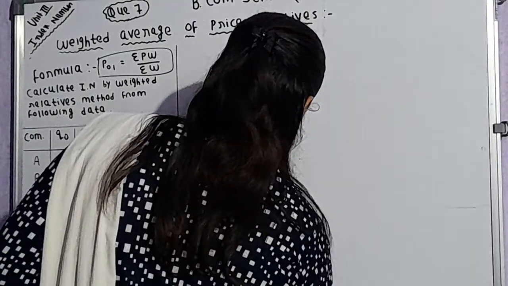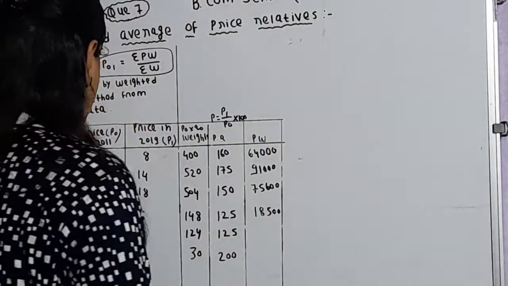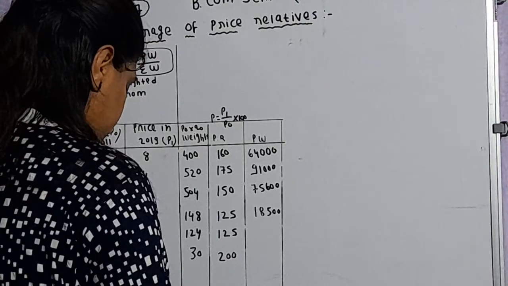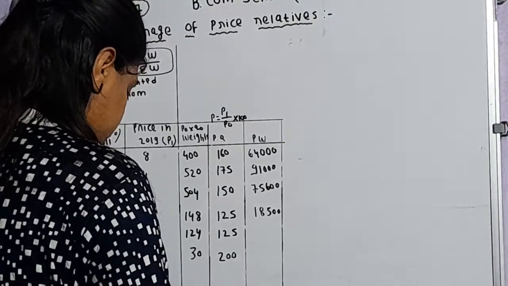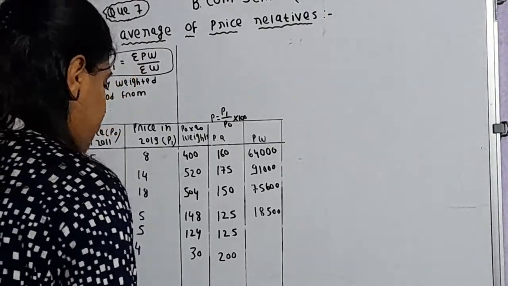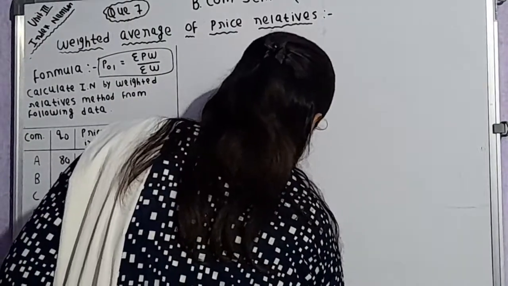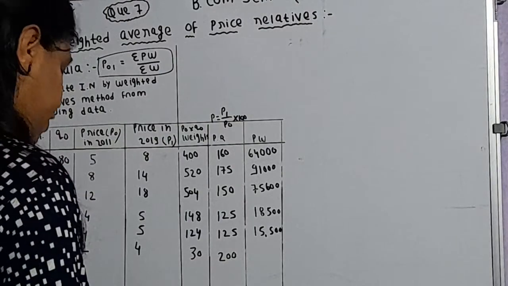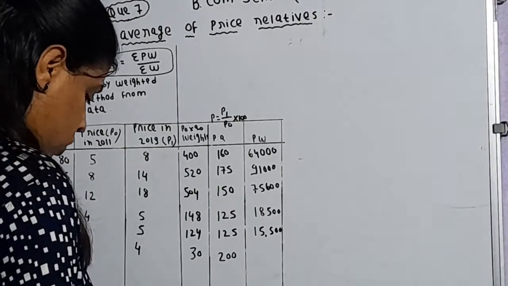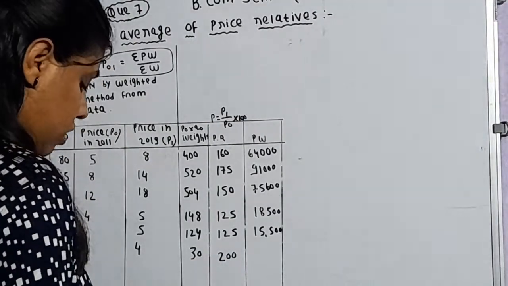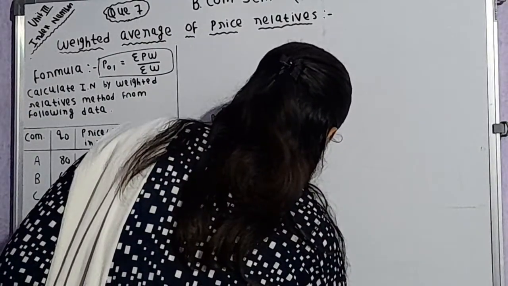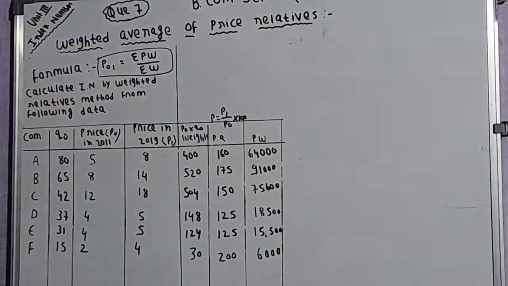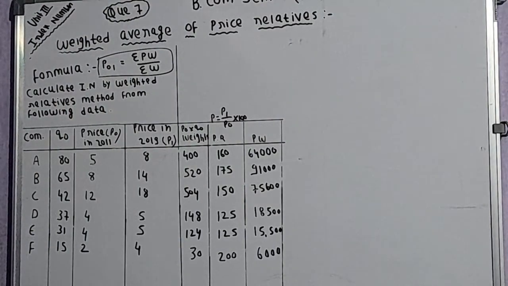After that, for commodity E, 124 into 125. It comes to 15,500. After that, for commodity F, it is 200 into 30. So it comes to 6,000. This way, we have computed the values which need to be put under the different columns.